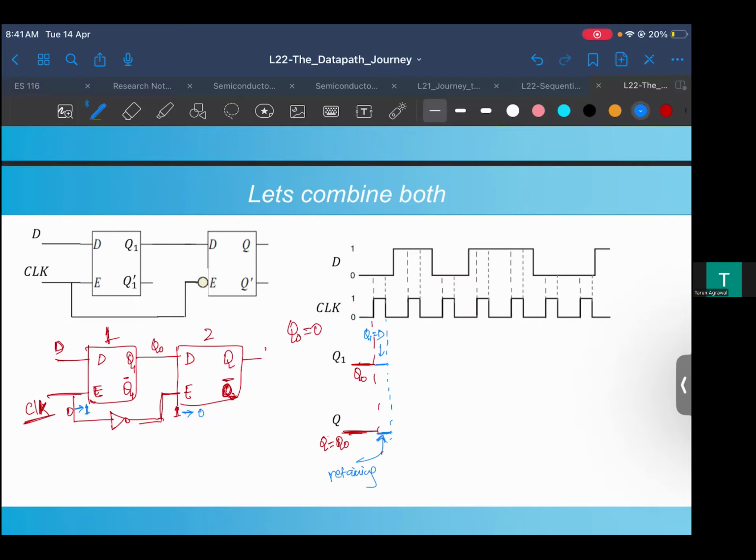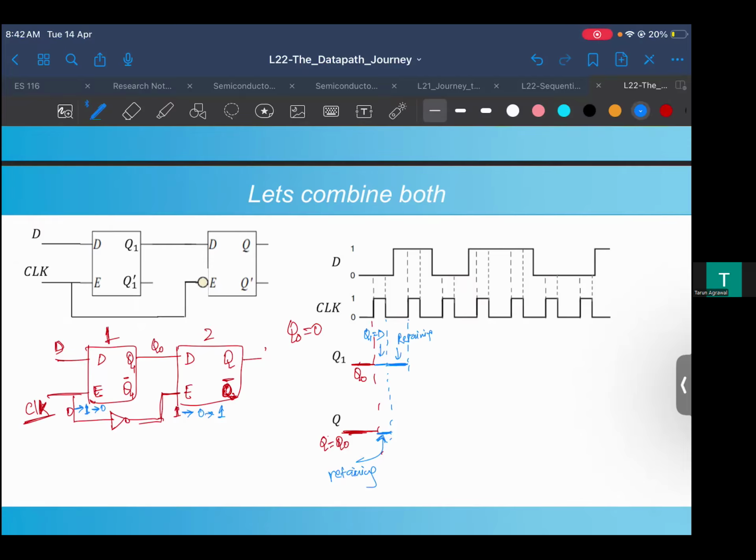Now let's say the clock becomes 0, right? So when your clock becomes 0, what is happening? When your clock becomes 0, this becomes 1. Now you see your D is again going into the retaining mode, right? So Q1 will continue when your clock is 0. It continues till here, because it does not see D at all. It just retains. This is the retaining mode it is in. Let's call it retaining, right?